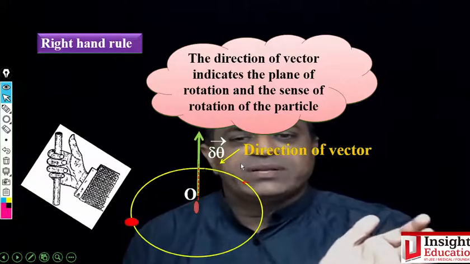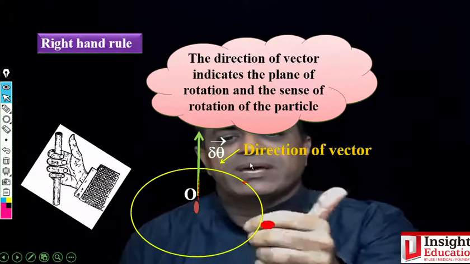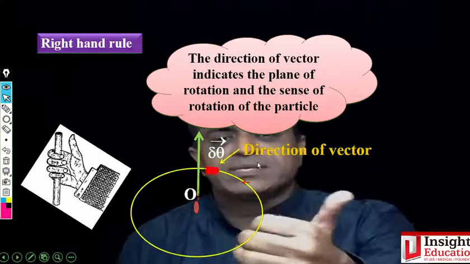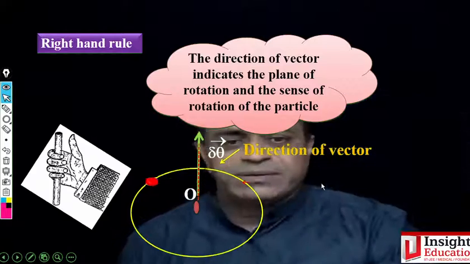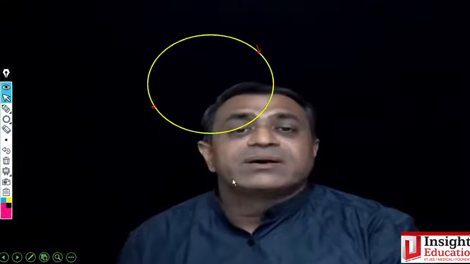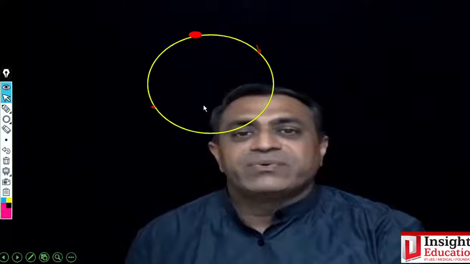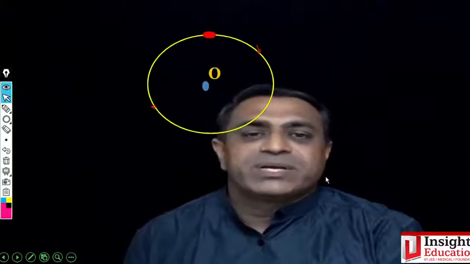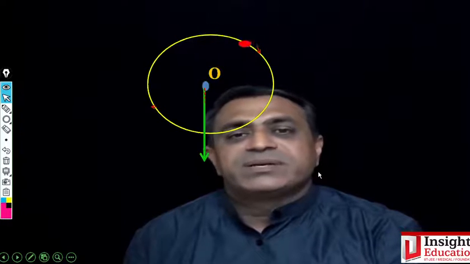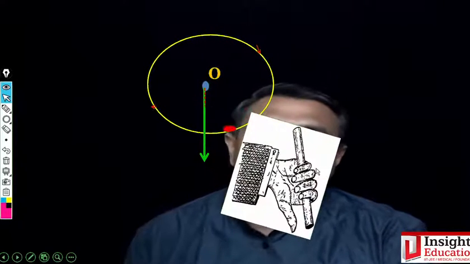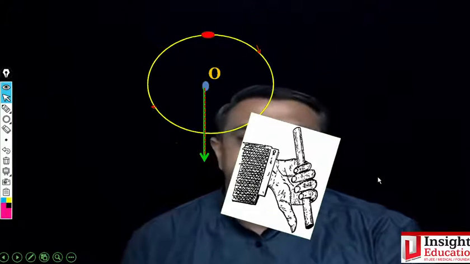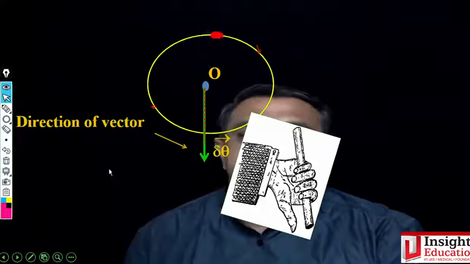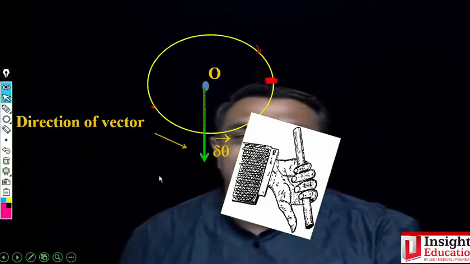Okay, so if we rotate the object in the clockwise direction, so now suppose instead of anti-clockwise, we rotate in the clockwise direction, then the direction is downward. So the direction of angular displacement is in the downward direction. So now you can see clockwise rotation. So that is in the downward direction according to the right hand thumb rule. Okay, this is the direction of the vector delta theta.